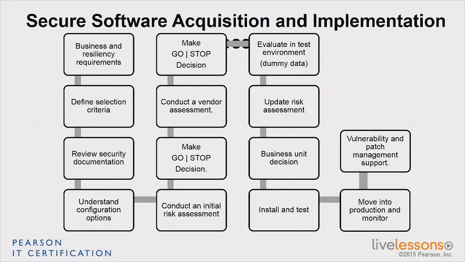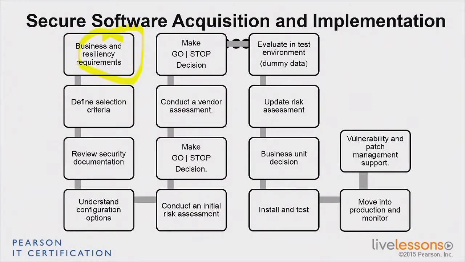So we're going to approach this by walking through the secure software acquisition and implementation process. We're going to start right at the very beginning, which is business and resiliency requirements. In collaboration with the business unit, the security professional wants to understand the objectives of the software so that we can strategically align the security requirements with how the software is going to be used, as well as the resiliency requirements, meaning what is the maximum tolerable downtime and how much data could be lost. All of that is going to be important when you're doing the evaluation.